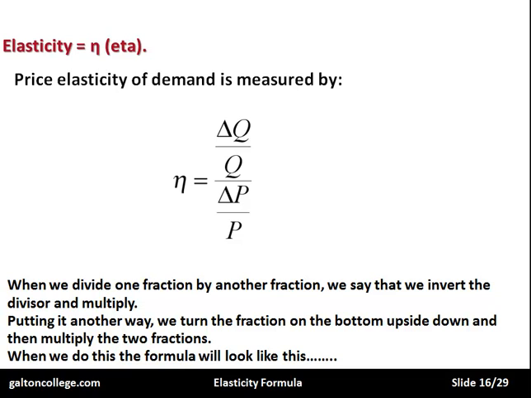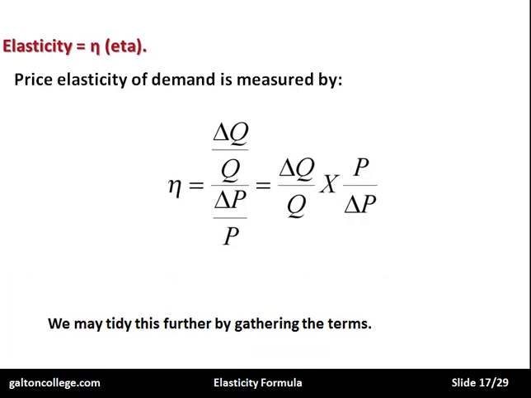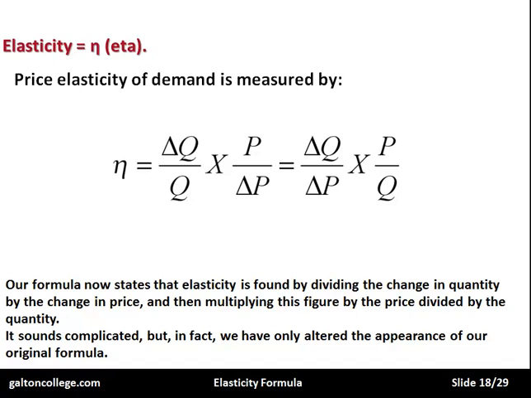Now, when we do that, it'll look like this. So we've taken the top fraction here, that's it there, and we've turned this one upside down and multiplied it. That's how you divide by fractions. Simple. That's what we do at school. Now just gather the terms, make it look a bit neater. So we can say this term here is the same as this one over here. We've just taken the delta P across under the delta Q and the Q under the P. So there we've got it. Now, our formula states the elasticity is found by dividing the change in quantity by the change in price, and then multiplying this figure by the price divided by the quantity. It sounds complicated, but in fact we've only altered the appearance of our original formula. It's still the same formula, it's just we've played around with the arithmetic.